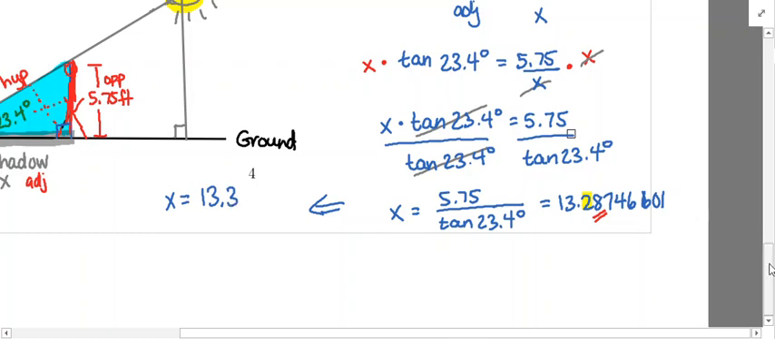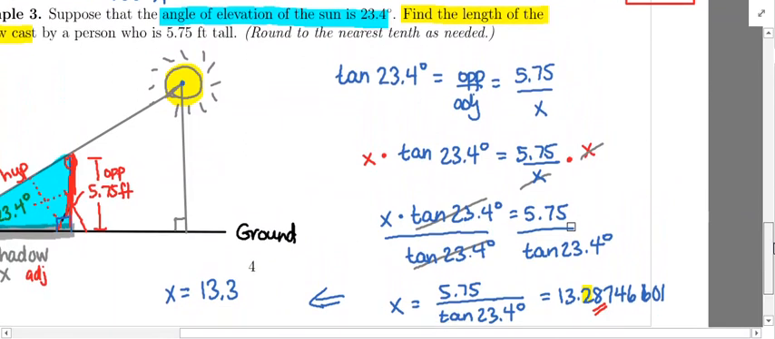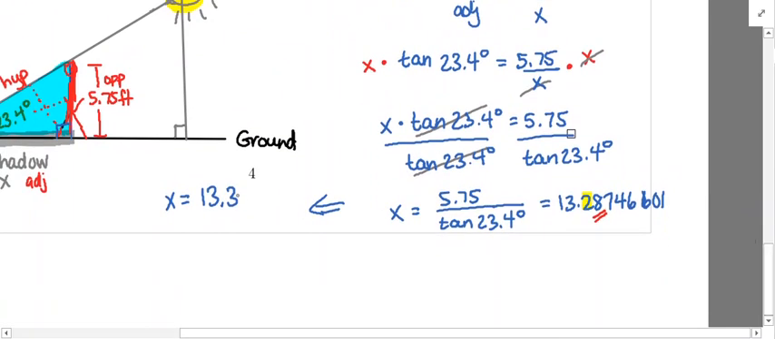You need to put the units down. I will ask you for units for word problems. The person's height is measured in feet, so we're going to keep the same units for the shadow. Since we rounded here, the length of the shadow is approximately 13.3 feet.